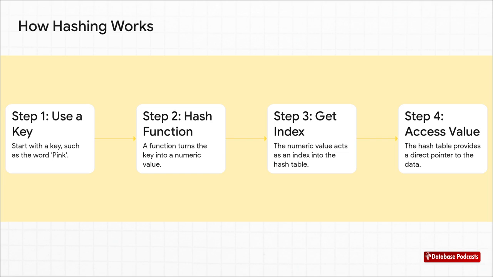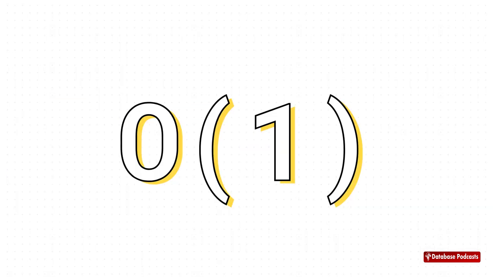No scanning needed. And in the world of computer science, this incredible efficiency has a name. We call it O of 1, or constant time complexity. That one basically means it takes just one operation, one step to find your data. It doesn't matter if you have 10 items or 10 million items. The lookup time stays the same. It's constant, and that is incredibly powerful.